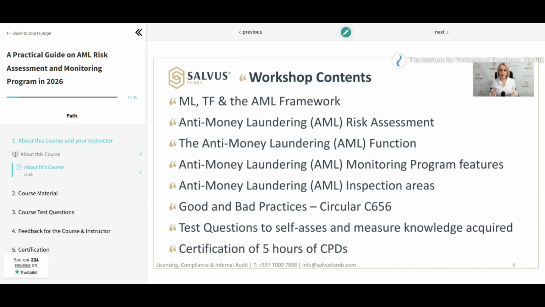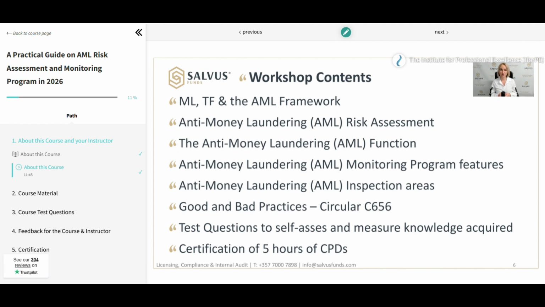We will then discuss the features of an anti-money laundering monitoring program and how such a program should be structured and implemented. Another important part of the workshop is the review of anti-money laundering inspection areas, which will help you understand what regulators may focus on during inspections. We will also examine good and bad practices based on Circular C656. To support your learning, there will be test questions to self-assess and measure the knowledge acquired. Finally, upon completion of the workshop, participants will receive certification of 5 hours of CPDs.